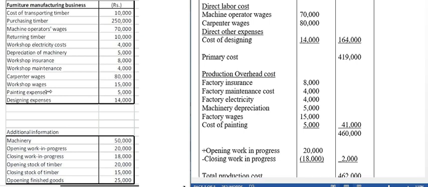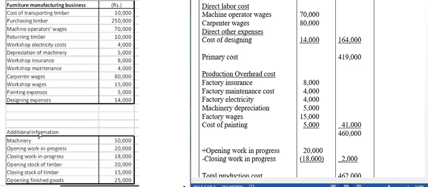Next one, painting expenses. If it is a furniture manufacturing business, painting expense, the cost of painting, means production overhead cost. So 5,000 should be mentioned under the production overhead cost. Last one, designing expenses, the cost of designing. I told you direct other expenses represent the cost of designing. So the amount should be 14,000.